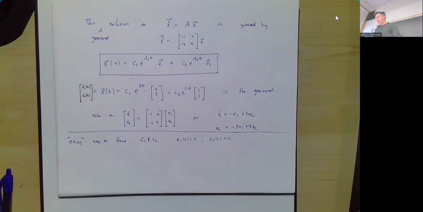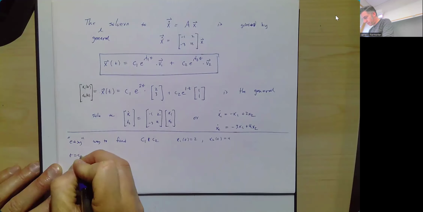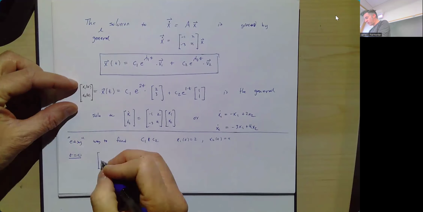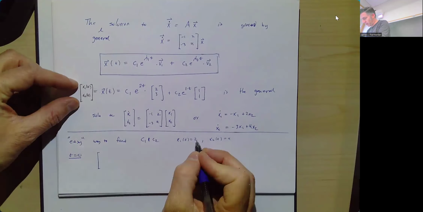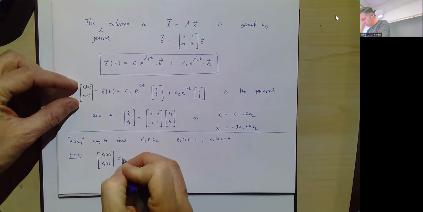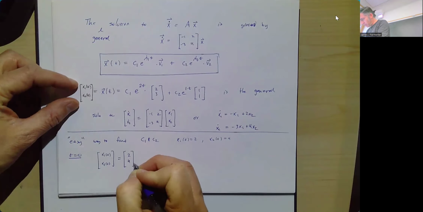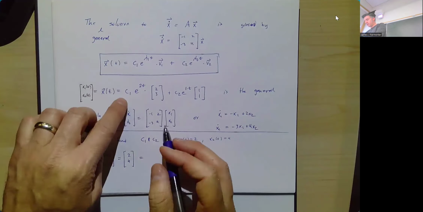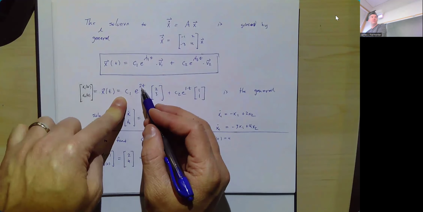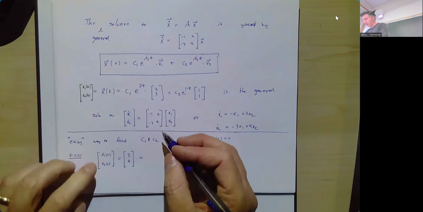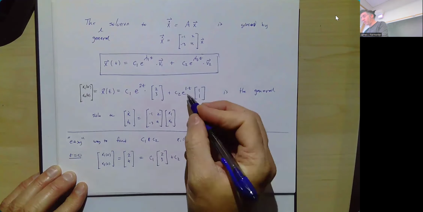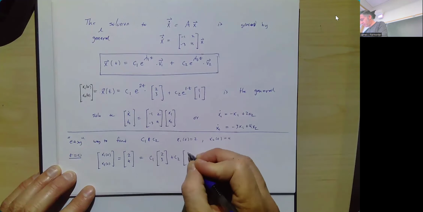So then we're going to plug in t equals 0. So let's look what we get. If I plug in t equals 0, here I'm going to get x1 of 0, x2 of 0, which is 2 comma 4. But it's equal to, okay, watch this for a second, C1 e to the 2 times 0. Oh, plugging in 0 is great because e to the 0 is just 1. So I don't really even want to write the e to the 0. I'm going to write C1 times 2, 3 plus C2 times also e to the 0 times 1, 1.